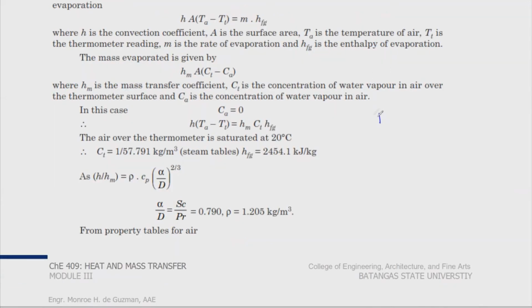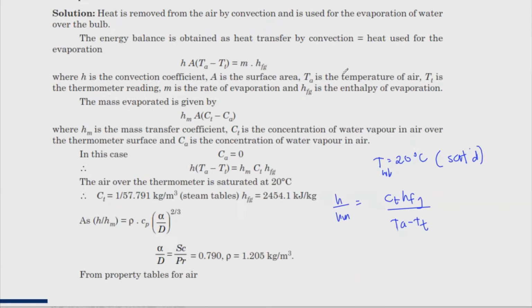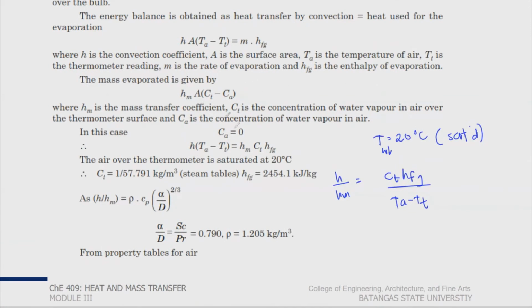Knowing that the temperature is 20 degrees Celsius, we assume that this is the saturation temperature. So we need to find the values at saturation. Our fluid here is water and, of course, air. If we deal with the ratio of H over Hm to find the Lewis number, from this equation that's CT and then HFG over TA minus TT. We don't know the value of T sub T because that's actually the thermometer. We don't know the value of T sub A because that's the temperature of air, which is the one we're looking for. But we know that T sub T is 20 degrees Celsius.